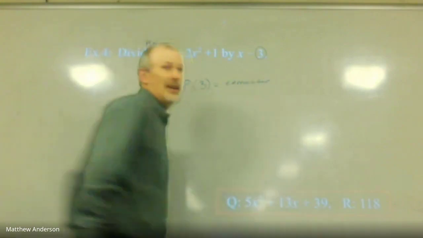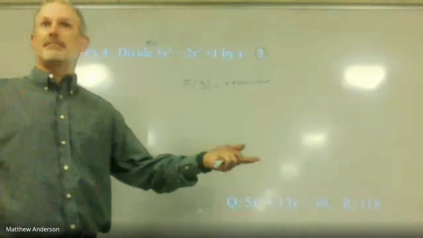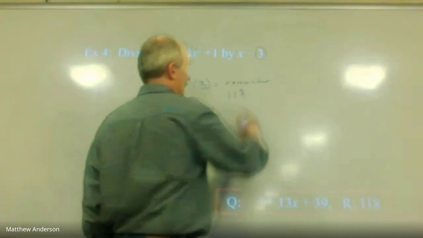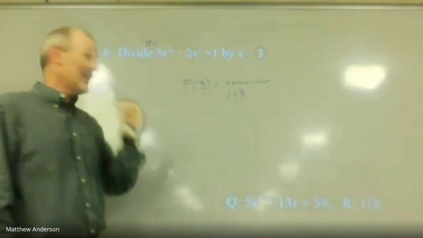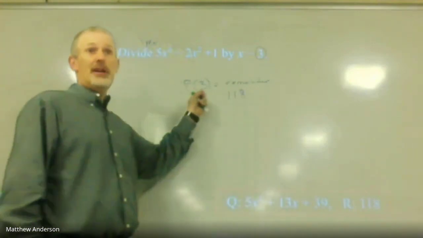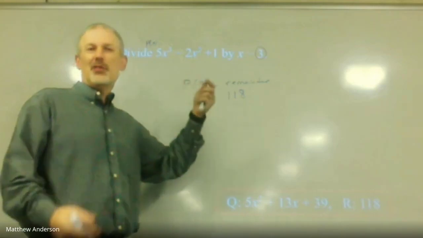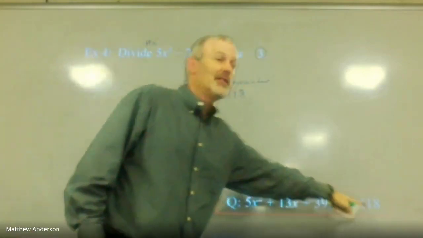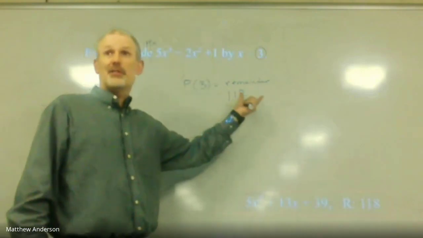Now we've already done that work. What do we know the remainder is? 118. So there are going to be some problems on your homework where it gives you something like this. It says do P of 3. What they're really asking you to do is do the synthetic division, figure out what the remainder is, and that's going to be your answer.